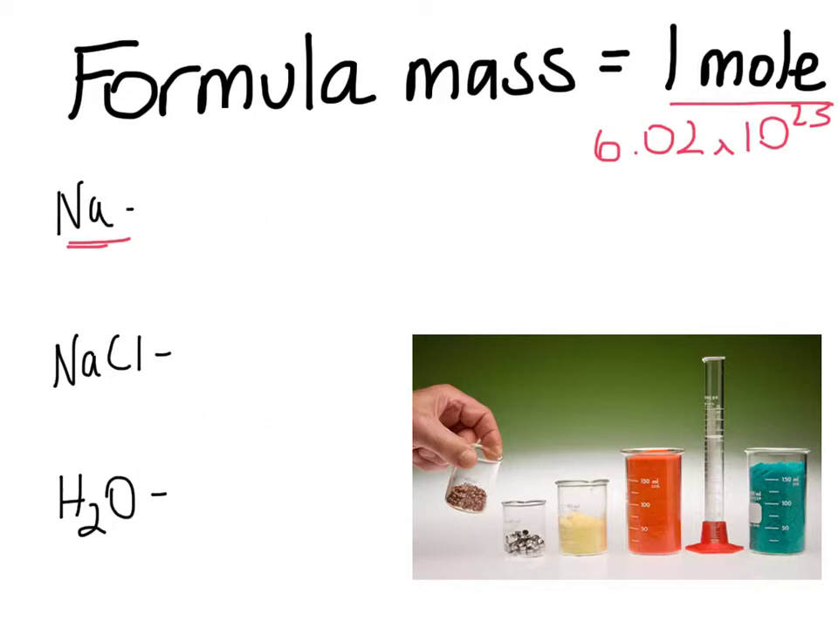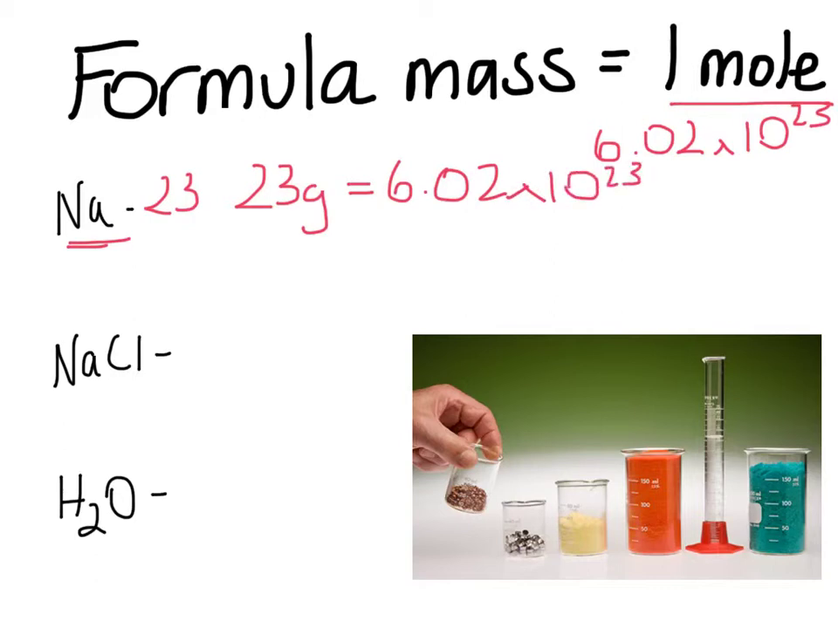Sodium, you go to the periodic table, has an atomic mass of 23. So that basically means that if I get some sodium and I put it on a scale and I measure 23 grams of that, I'm going to get 6.02 times 10 to the 23 number of atoms. That's how many atoms are going to be inside my 23 grams of sodium.